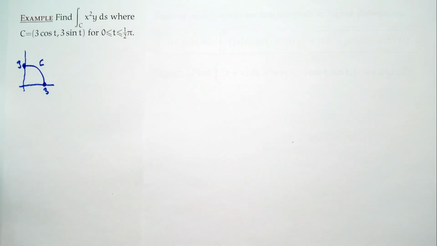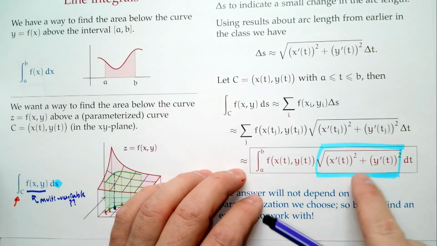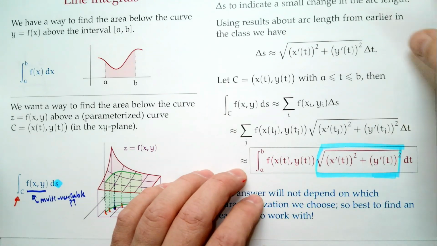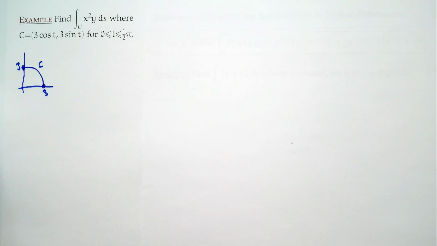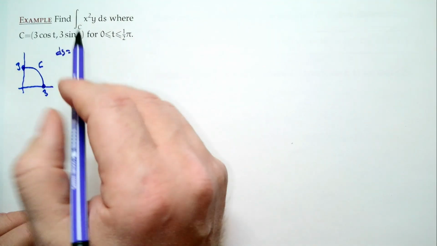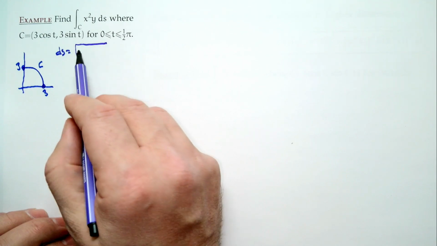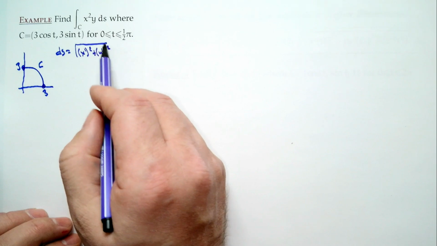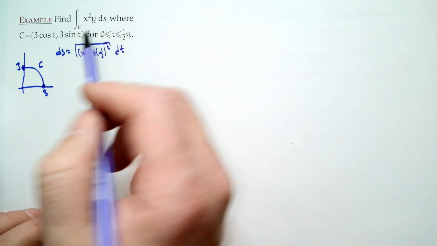So what do we need? Well, if you come back here, the big part is we need our ds term. We're going to put a lot of time into ds. We'll talk about x of t, y of t in just a minute. But let's figure out our ds term. So our ds term is going to be the square root of x prime squared plus y prime squared, dt.